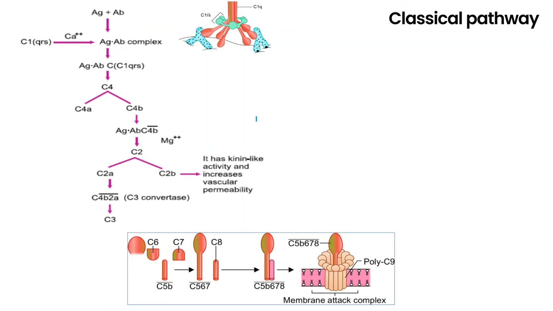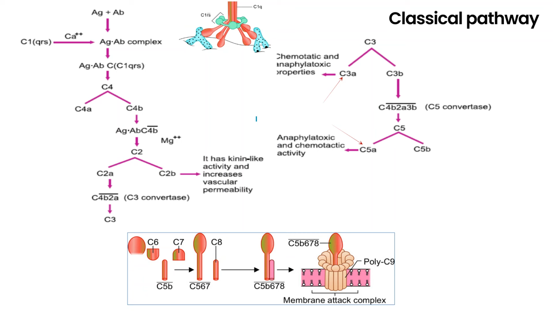Now we have C4b2a, which acts as a C3 convertase, and it will act on C3 and split it into C3a and C3b. C3a is a smaller molecule. It has chemotactic and anaphylatoxic properties. C3b is a larger molecule. It joins the cascade and acts on C5. It acts as a C5 convertase. So C4b2a3b acts as a C5 convertase. It acts on C5 and splits it into C5a and C5b. C5a is again a smaller molecule, with anaphylatoxic and chemotactic action.